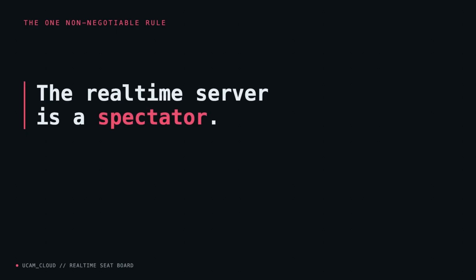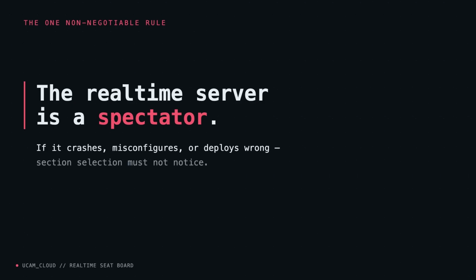I envisioned a solution that would allow students to see live updates on seat availability as they made their selections. The main guiding principle was straightforward. The real-time server needed to be a spectator. If it experienced issues, whether it crashed, was misconfigured, or faced deployment problems, section selection should remain unaffected. This meant no lost seats and no added delays in the selection process.